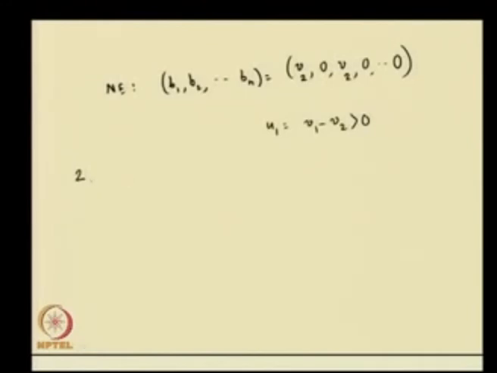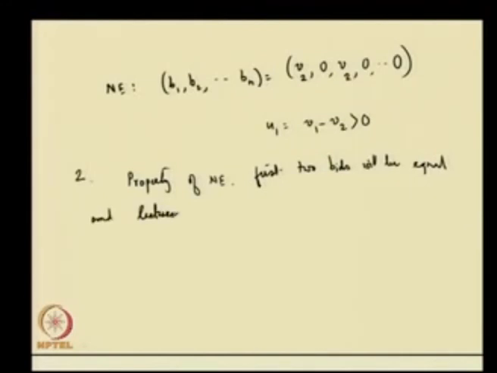Now, an interesting property of Nash equilibrium in the first price auction is that the first two highest bids will be equal and between V1 and V2. So, we have here V1 and here V2. So, the first two highest bids must be somewhere here.